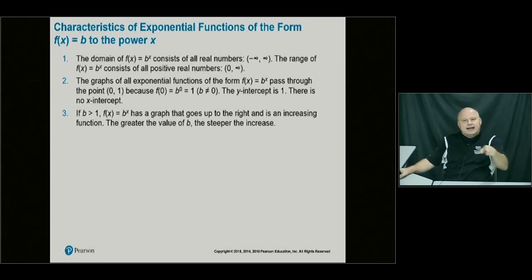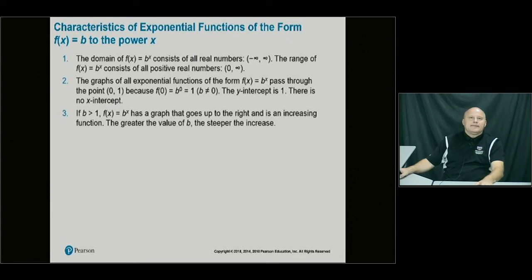So 3 to the x is kind of more gradual. 4 to the x is a little steeper than that one. And 5 to the x is even steeper. So it kind of looks more in the shape of an L the bigger the base is. Okay, so 2 to the x is not quite as steep as 3 to the x.